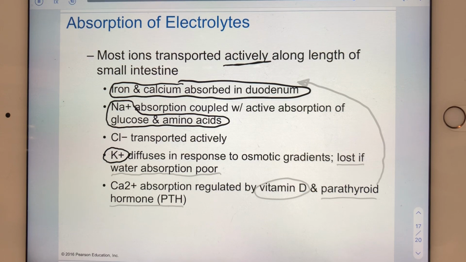Potassium simply follows its gradient, and that is a reflection of whether or not we're absorbing a good deal of water. And then calcium absorption, in terms of how much we achieve, we already know is a reflection of vitamin D availability, as well as the influence of parathyroid hormone.